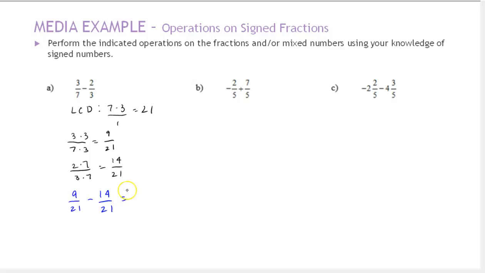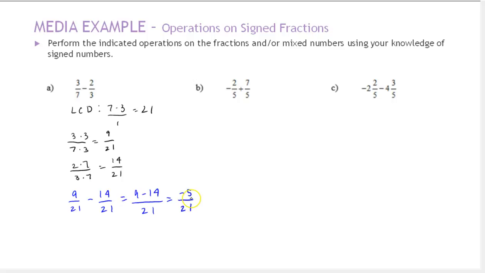We subtract the numerators, 9 minus 14 over 21. Now 9 minus 14 is a negative number. Since 14 is larger, the difference between 9 and 14 is 5, and we're going to get a negative 5 since 14 is larger than 9. So we have negative 5 over 21.